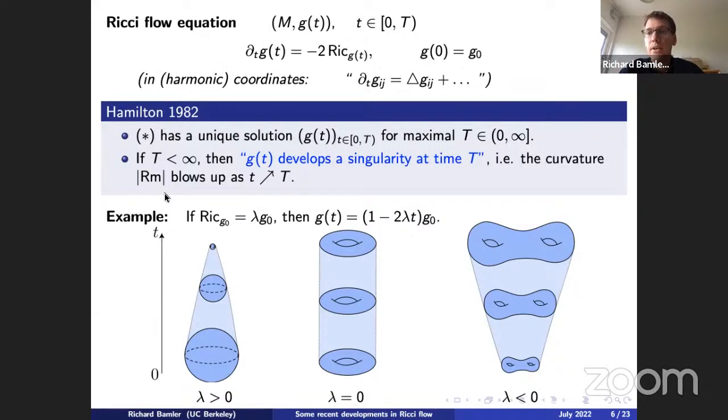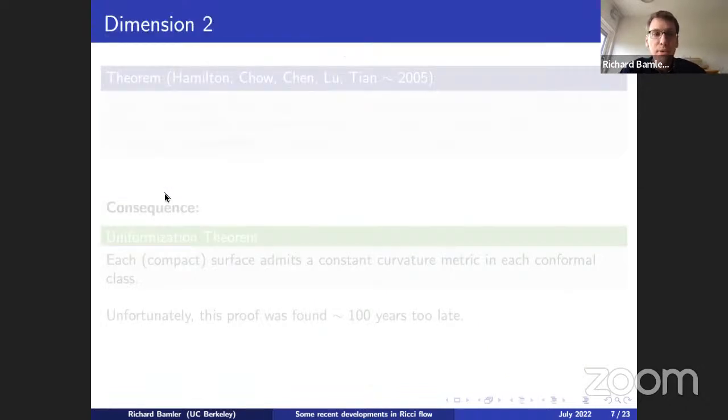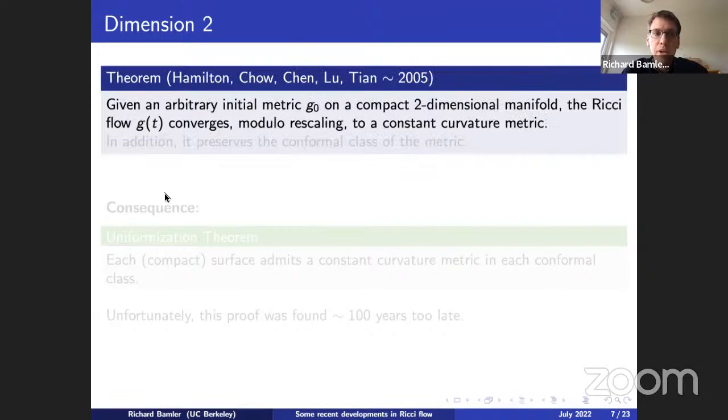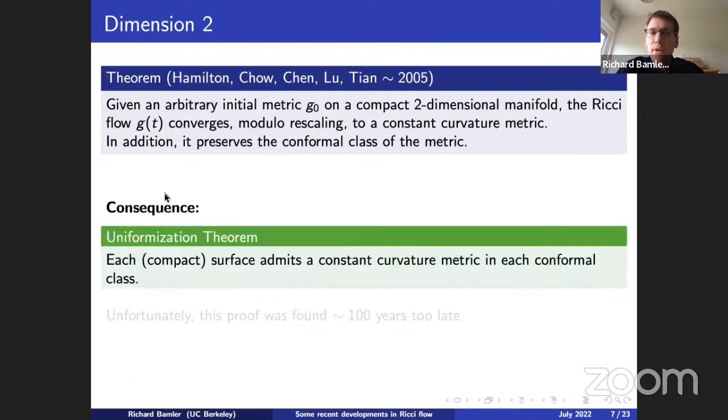Okay? So this is what happens when we start with a metric that's already kind of optimal. But most often we care about the Ricci flow when we start with a metric that's not very optimal, and we hope that the Ricci flow will take it to some kind of better metric. And this can be done successfully, for example, in dimension 2, where it was shown that given an arbitrary initial metric on a compact 2-dimensional manifold, the Ricci flow converges, at least modulo rescaling, to a constant curvature metric. And in addition, it preserves the conformal class of the metric. Okay? And this can, in fact, with a little more work, be used to prove the uniformization theorem, stating that every compact surface admits a constant curvature metric in each conformal class.